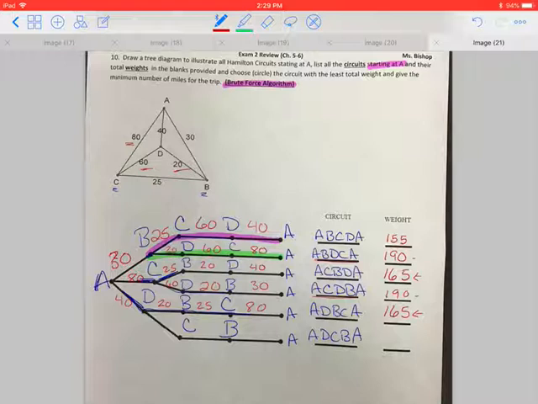All right, so I'm down to my last one. I've already got a 40, there's a 60, there's a 25, and there's a 30. So if I add those together, I get the 155.